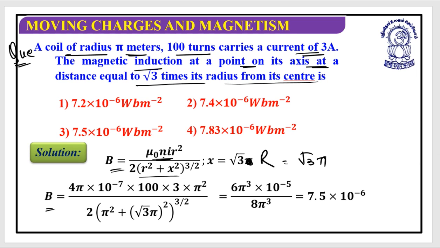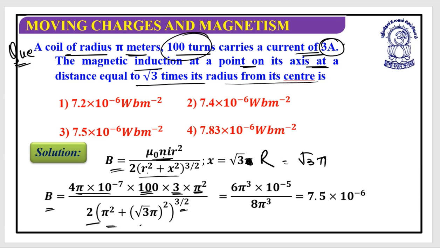B equals mu naught, which is 4 pi into 10 to the power minus 7, multiplied by 100 turns, multiplied by the current, which is 3 ampere, multiplied by r square, this is pi square, divided by 2 into bracket r square, which is pi square, plus root 3 pi whole square, to the power 3 by 2.